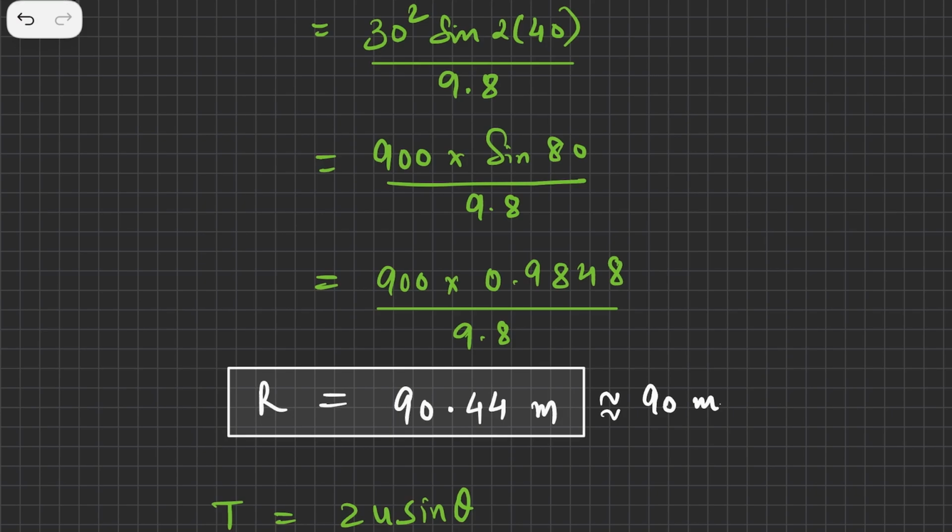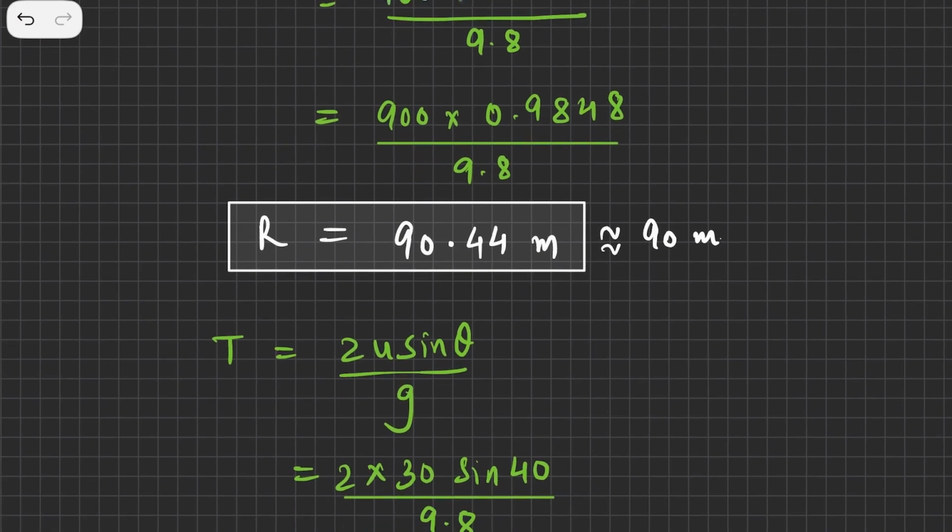In case your board allows a calculator, then yes, this is something very easy to find out. But in case your board does not allow a calculator, if it allows logarithmic tables or sine tables, then you find this sine 80 from the table. Then you multiply this and divide this by 9.8 and you get 90.44. In case you are given log books, apply log. Wherever there is a multiplication, there should be a plus. Wherever there is a division, there has to be minus. If a calculator is allowed, then again calculation would not be a problem.